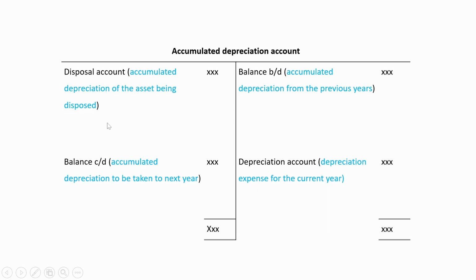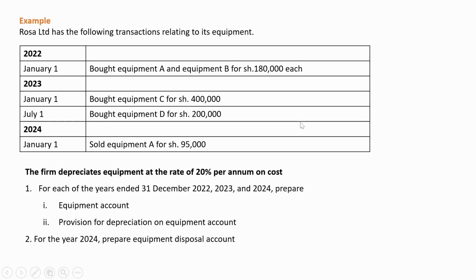The rest is just the balancing figure. Balance carried down. At the end of the year, you do the additions and the subtractions, and record the balance carried down here, representing the accumulated depreciation, which is to be taken to the next year. Once you go to the next year, this balance carried down will be on the credit side as the balance brought down. So that is the accumulated depreciation account.